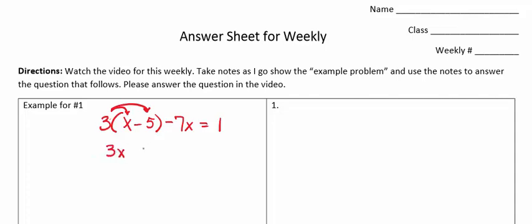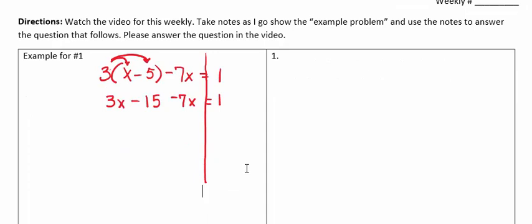And so we'll have 3x minus 15. And then bring down your minus 7x, your equals, and your 1. If you would like to separate things with a wall, go ahead. Okay, next step. Are there variables that we can combine? Are there like terms that we can combine on either side of the equal sign? In this case, there are.